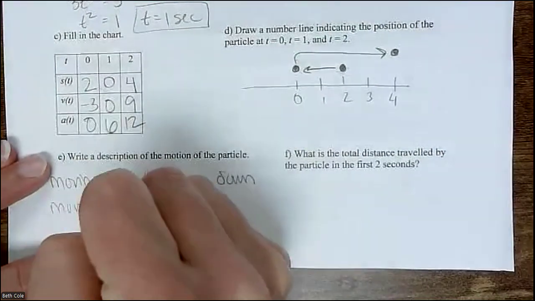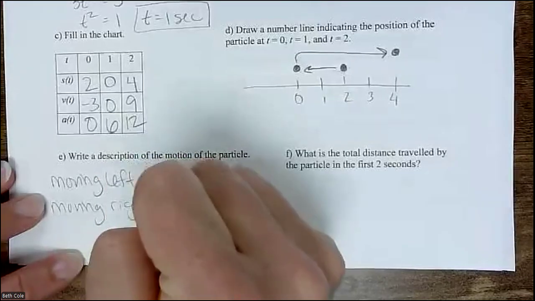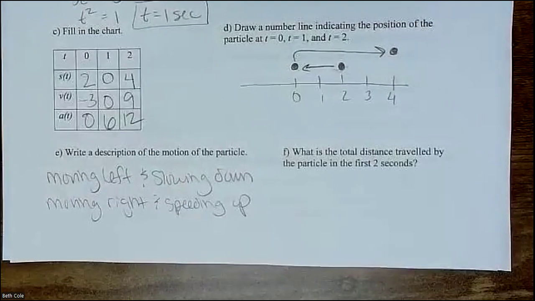So then we're moving right and speeding up. Same sign. You can't just look at acceleration. That is the most common mistake. Speeding up and slowing down, you need to look at them both.